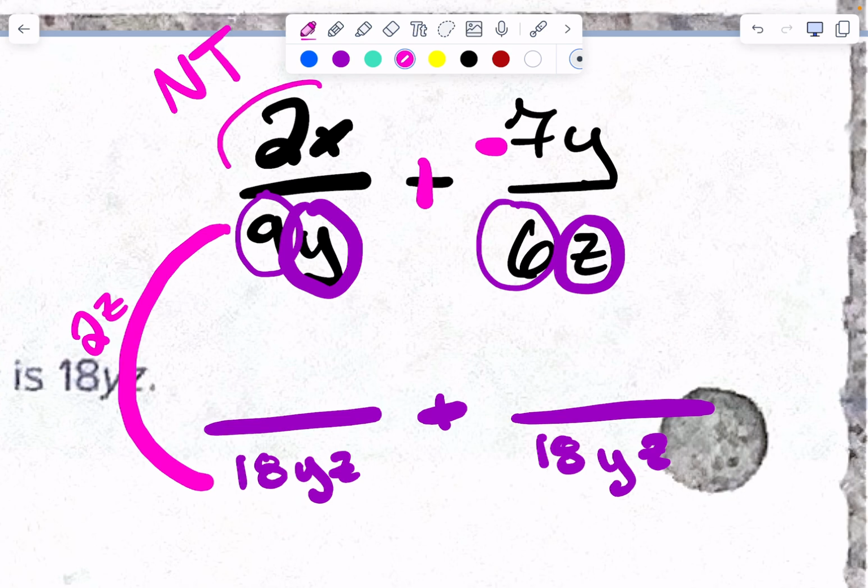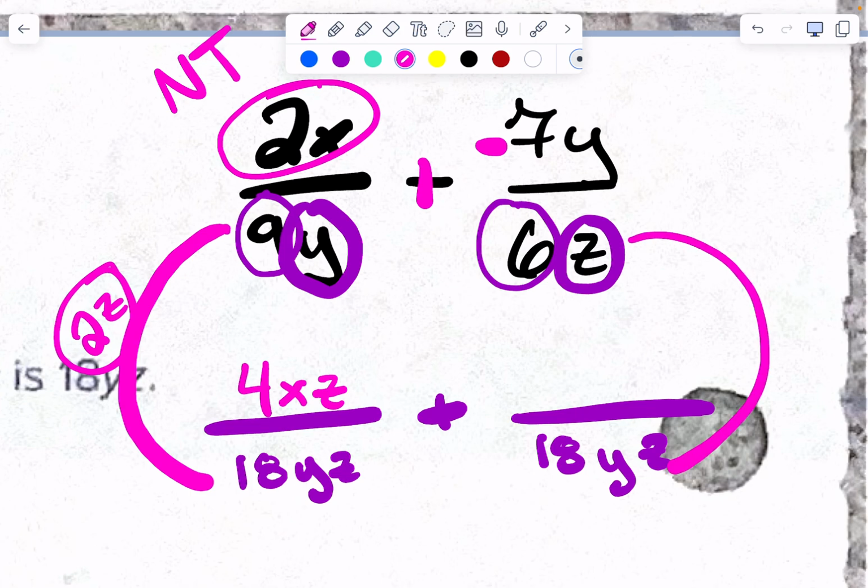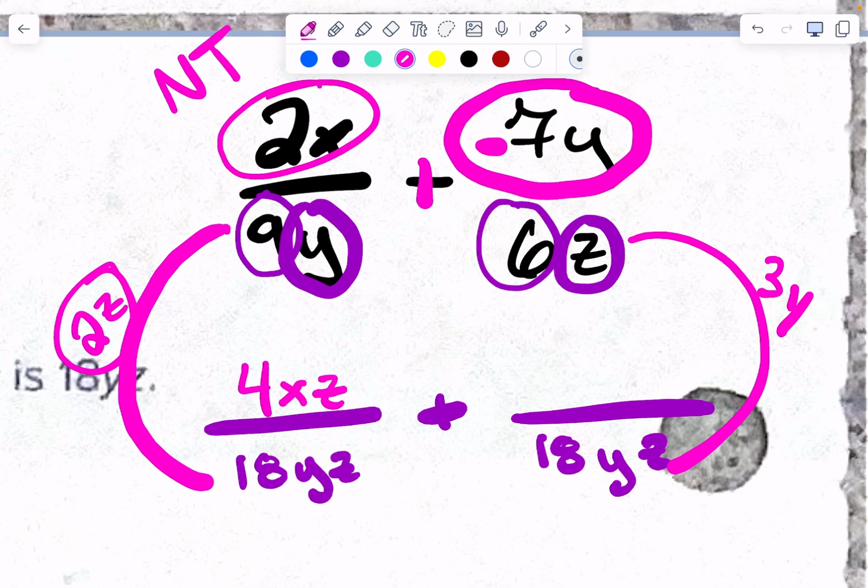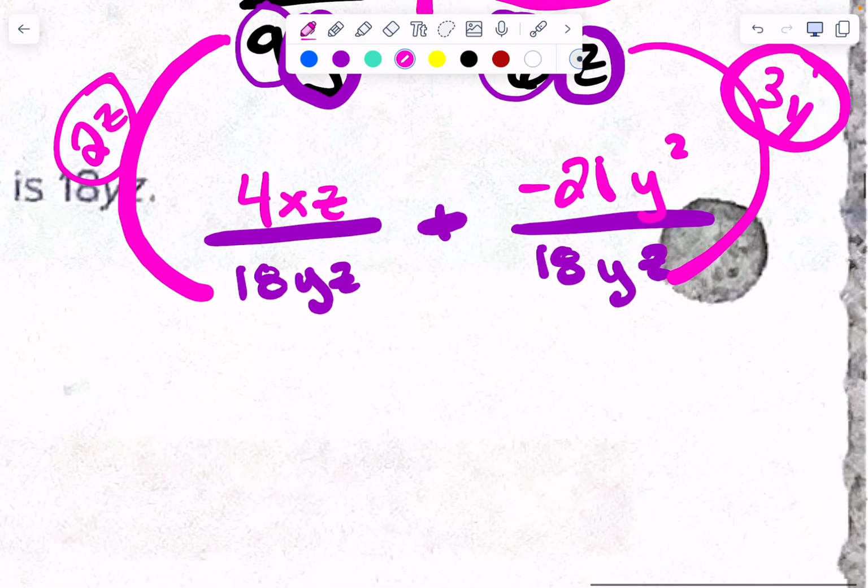So let's multiply 2x times 2z. That will be 4xz. Do you see what we just did? Okay. Now, how do I get from 6z to 18yz? 3y. He'll need a 3 and a y. 6 times 3 is 18. And then I need a y from my yz. All right? Now take -7y times 3y. -21y squared. Negative 21y squared. Okay, we are so close to being done.